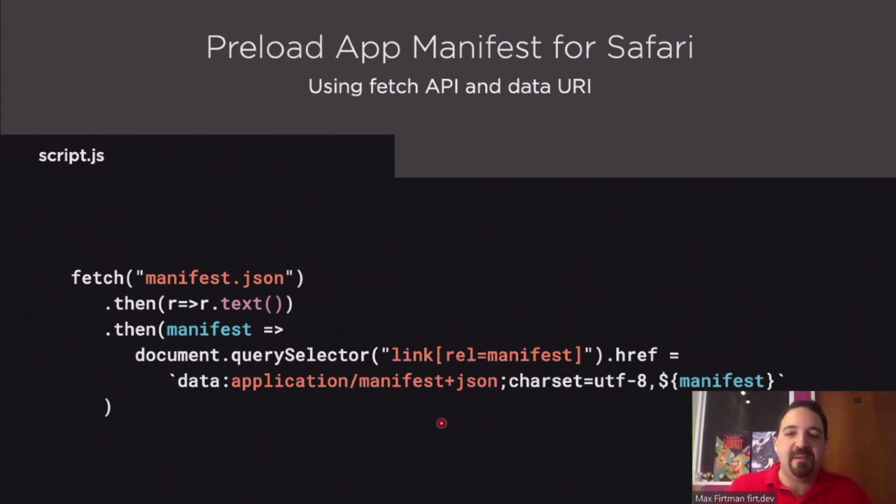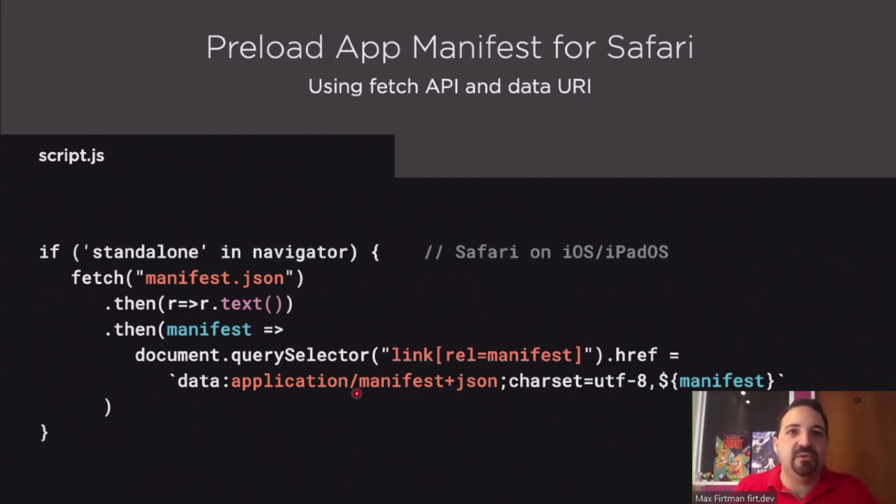Okay. Maybe you're thinking, why can't we use link rel preload? Well, Safari is not using preload for manifest, so it's not working. I already tried that. But we shouldn't do this on Android. On Android, this is not going to work. So we are going to do this only on Safari, on iOS and iPadOS. One quick way to check if this is Safari is checking if the standalone property is in Navigator. This is a Safari extension, and it's only available on iOS and iPadOS.